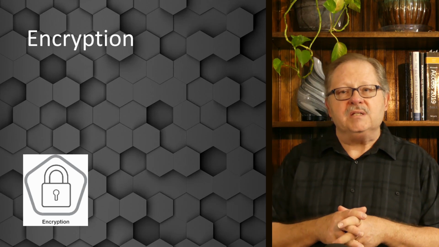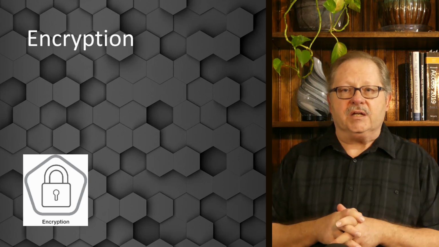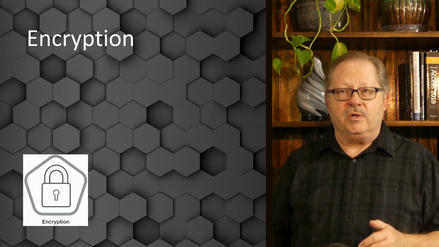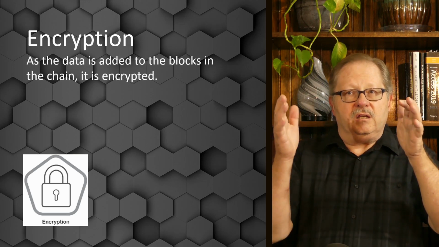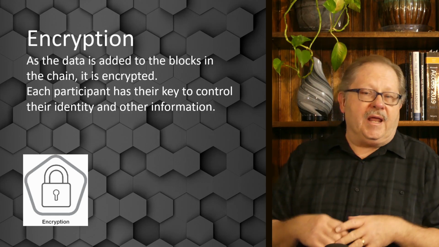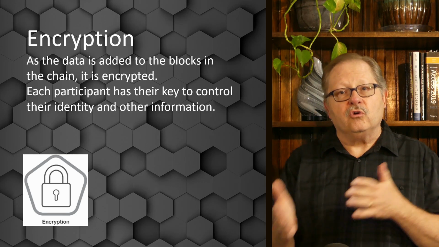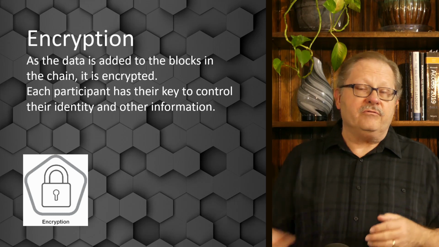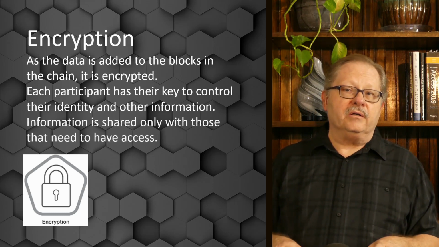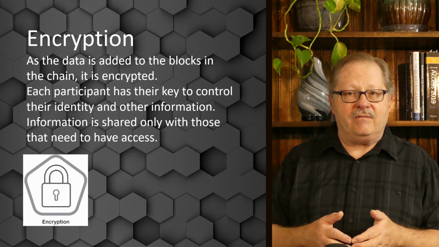The next thing is encryption. Each node and piece of data that's in the blockchain is encrypted so that it can't be tampered with. So every transaction, once it goes in, is put in the chain, and then it's encrypted. Each participant then has their own key to control their identity and other information. And that information then is only shared with the people that need to have access.